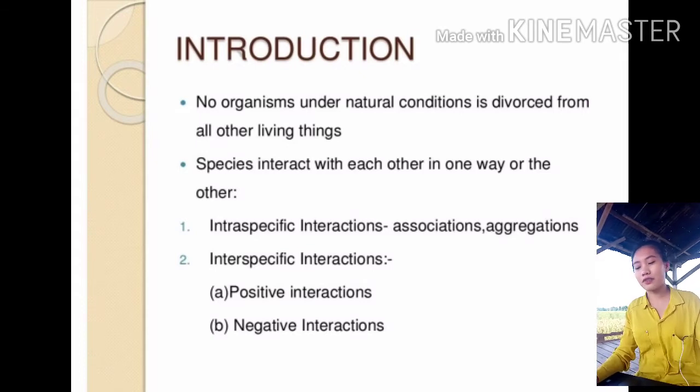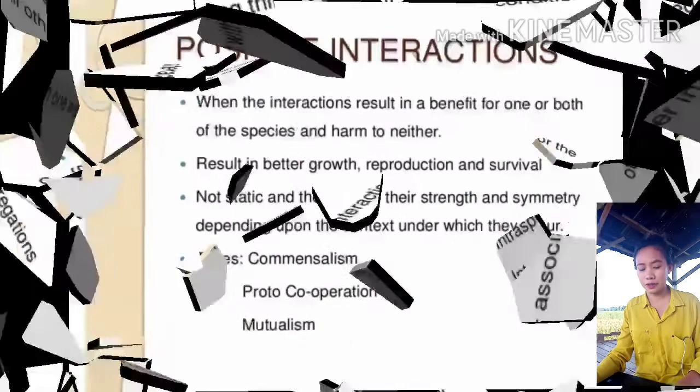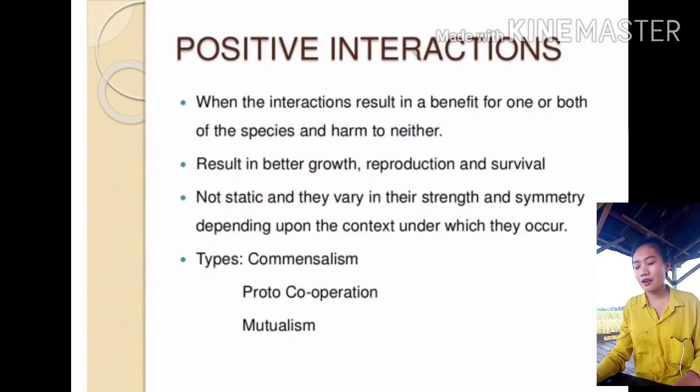Species interact with each other in one way or the other. They have many ways of interacting and reasons to interact. Mainly it is for survival. We have here the interspecific interactions. These are the associations or aggregations, which are on a bigger scale. However, we also have the intraspecific interactions, which include positive interaction and negative interaction, on a smaller scale. Let us focus on positive interaction. What is it?